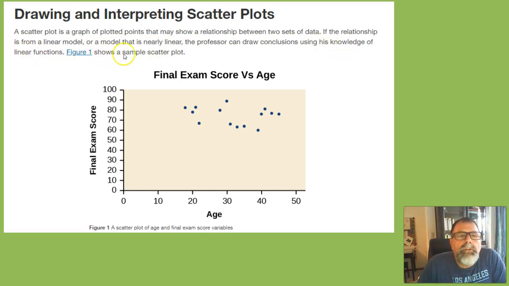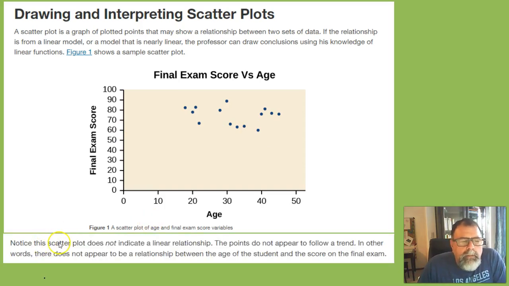So figure 1 shows a sample scatter plot. On the y-axis here we have the final exam scores from 0 to 100, and then on the x-axis, age. And you can see all these points. So this point right here would represent about 40 for the age and about a 60 on the exam.